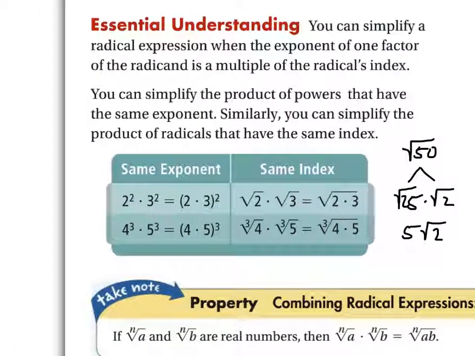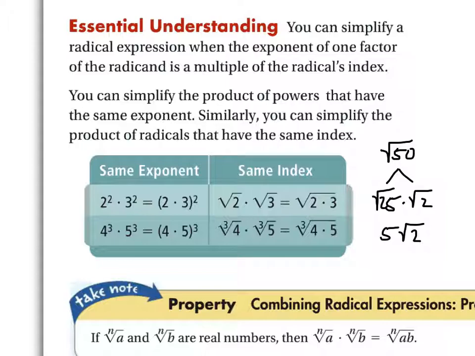What they're talking about here is this rule. We had a rule that said a times b to the n power was a to the n, b to the n. Well, really all we're doing is that rule backwards here. They're saying if we have 2 squared times 3 squared, that's 2 times 3 squared. If we have 4 cubed times 5 cubed, we have 4 times 5 cubed. Again, we're working this backwards.